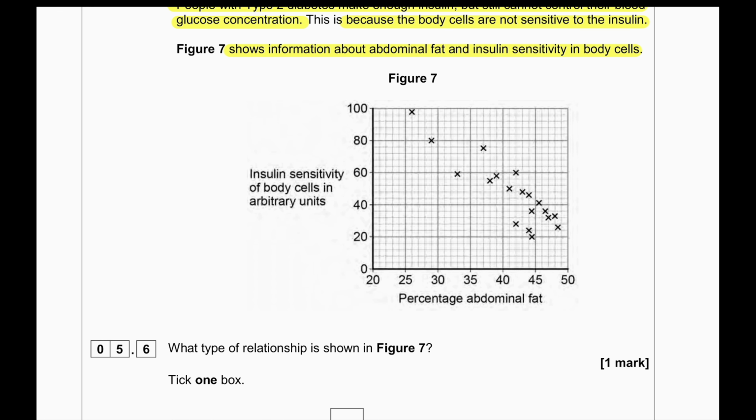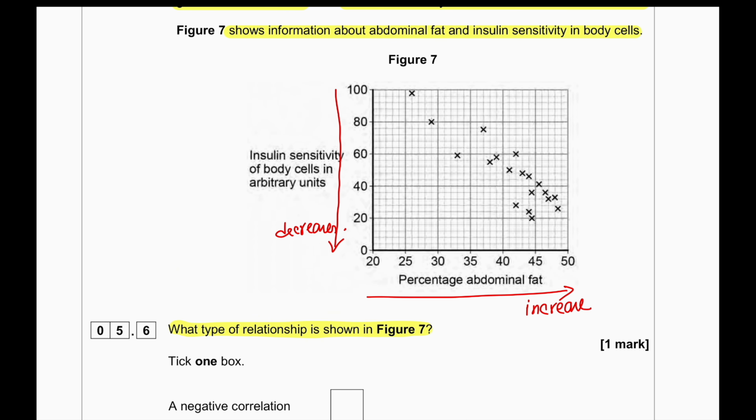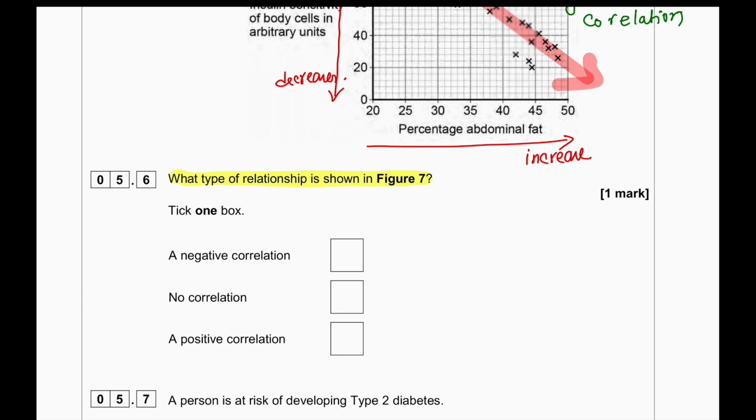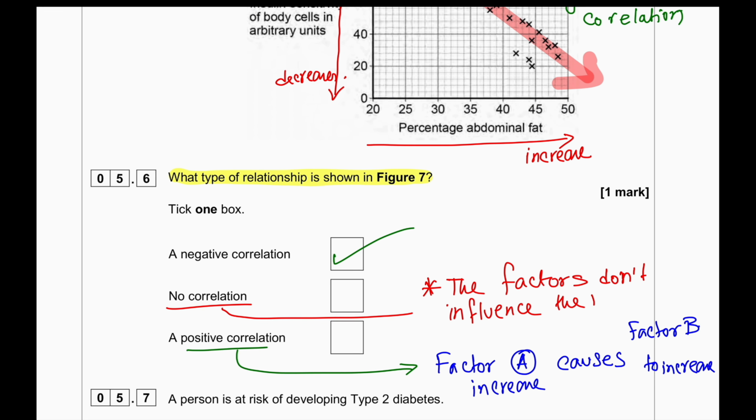In this particular figure, we can see as the percentage of abdominal fat increases, the insulin sensitivity is decreasing with it. What type of relationship is shown in this figure? Whenever we see a relationship like this, where one factor increasing decreases another factor, we will say negative correlation. A positive correlation is when one factor increase causes another factor to increase. And a no correlation situation occurs when none of the factors can influence the other factor.